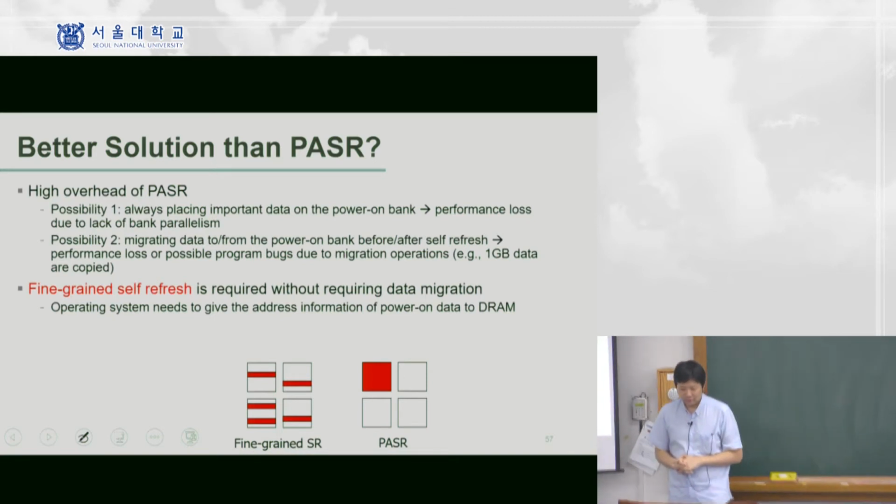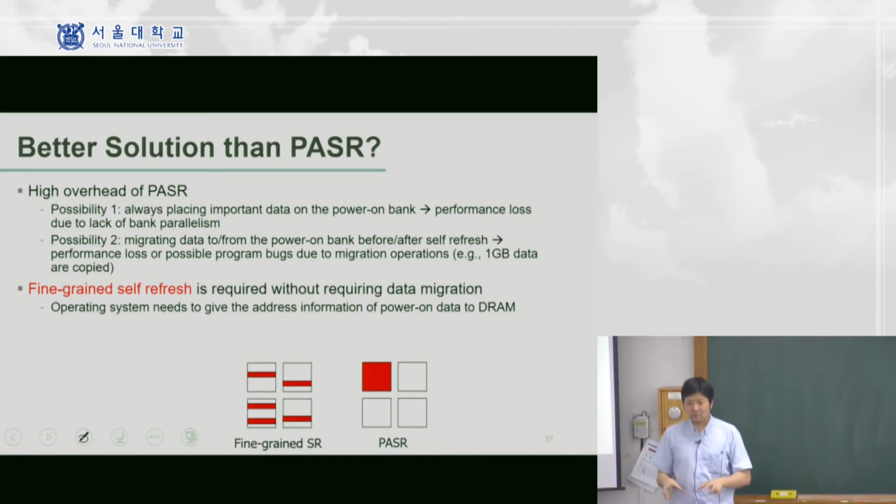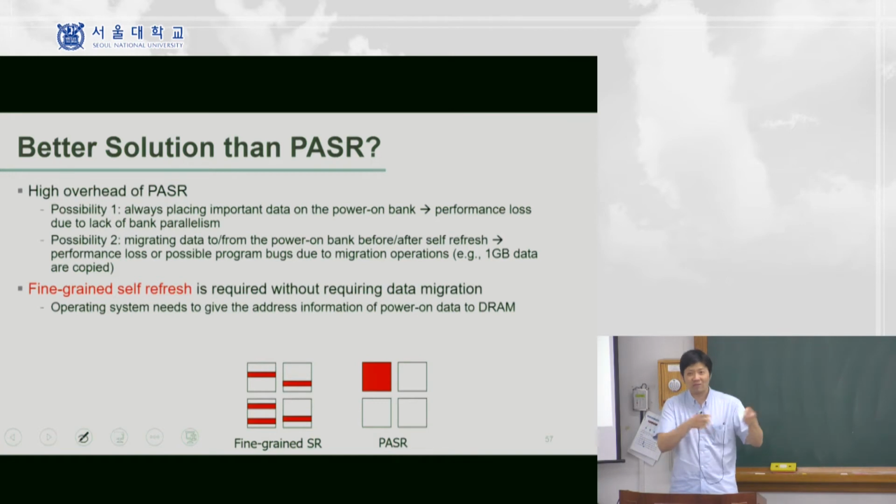Then what's the problem here? The second problem is, of course, there's an overhead of migrating this data back and forth, right? First you gather all this live data into 1 bank, and when the system wakes up, you redistribute this data to the rest of the banks and so on. This causes a huge overhead. So there are 2 problems, possibility 1 and possibility 2. So PASR may not be very effective.